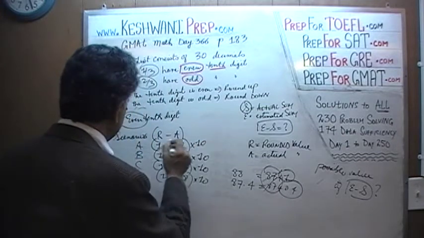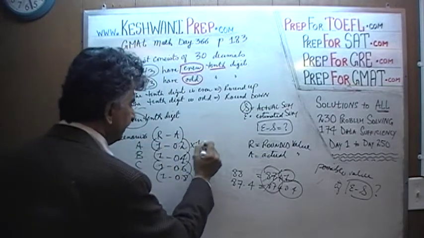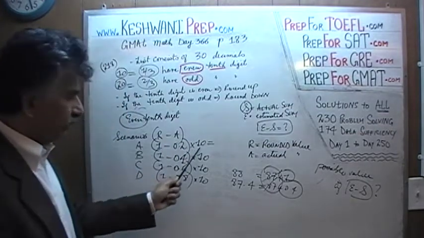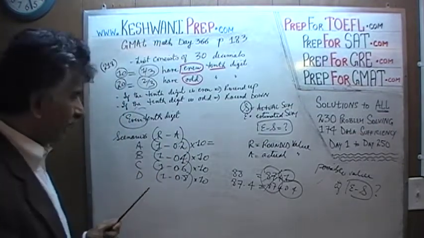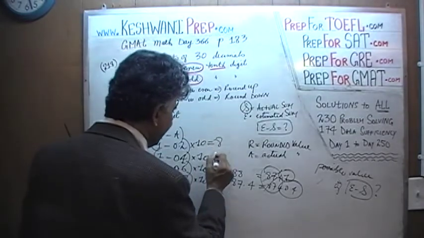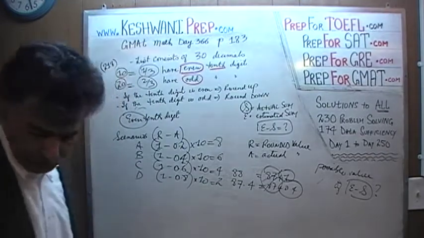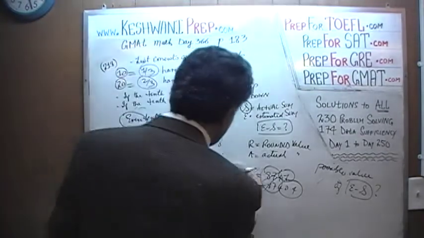So here, the difference between the rounded value and the actual value is going to be 1 minus 0.2 times 10. 1 minus 0.2 is 0.8, times 10 is 8. This is going to be 6, this is going to be 4, this is going to be 2. Now let's do the odd ones.